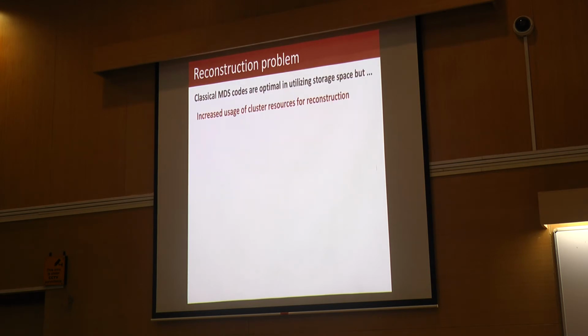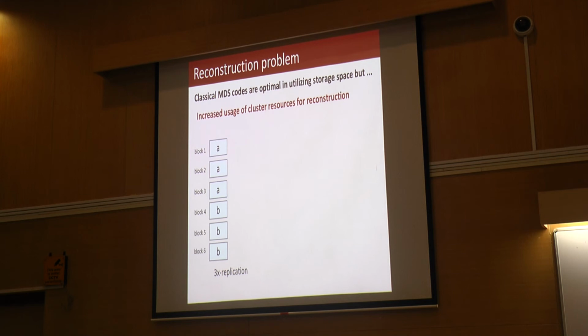So what is the reconstruction problem? In classical MDS codes, we saw that they are optimal in utilizing the storage space, because MDS means they can tolerate any n minus k failures, and that's the maximum one can do. But they result in increased usage of other cluster resources. We saw it's not just storage; there are other metrics that are important, and we'll see why that is the case, especially during reconstruction.